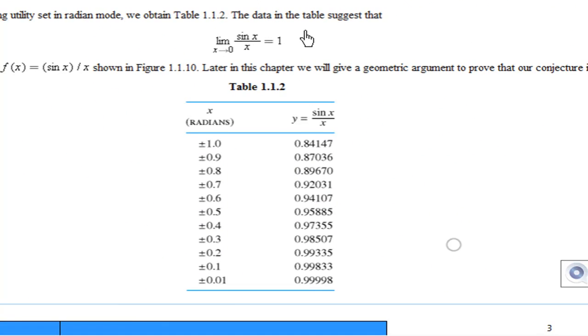To get this, we form a table. We let x change from 1, 0.9, 0.8, all the way down towards 0. And then you construct a table of sine x over x. You find the value goes from 0.84147, 0.87036, all the way increasing, and then you get 0.9998. You can guess that as x approaches 0, the value of sine x over x approaches 1. That's why the limit as x goes to 0 of sine x over x is 1. And notice that when you do the calculation, your x is in radian mode.